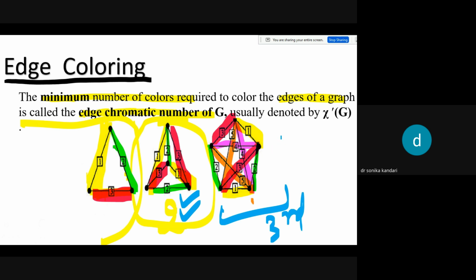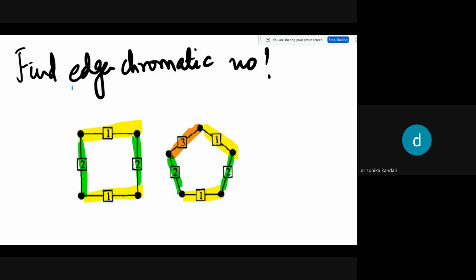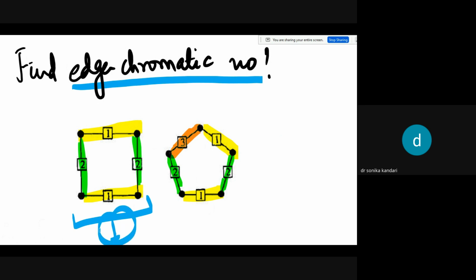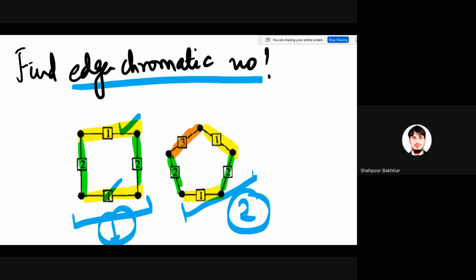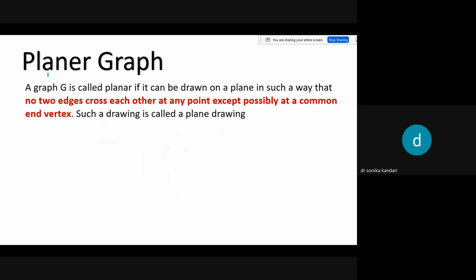Fine. So the question is like this: find the edge chromatic number. Can you find it? What is the edge chromatic number? First one is 2, because we are having two colors. Very good. Second is 3. In the second, how many colors? 3. So the edge chromatic number of the second graph is 3. Clear?